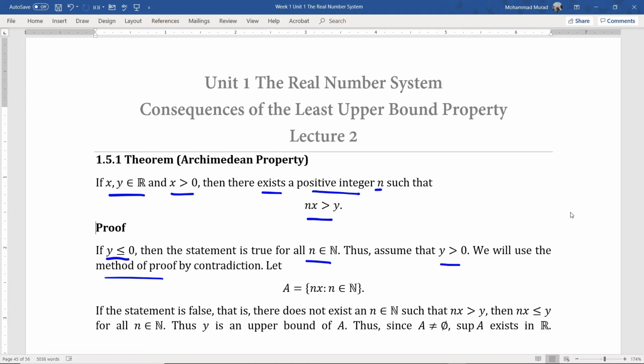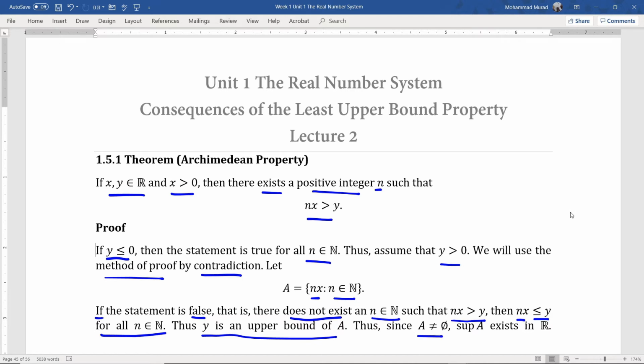We will use the method of proof by contradiction. Let A be the set of all positive multiples of x. Namely, A is the set of all elements like nx, where n is a natural number. If the statement is false, that is, there does not exist any n such that nx is larger than y, then, since R is an ordered set, nx must be either smaller or equal to y for all n. Thus, y is an upper bound of the set A.